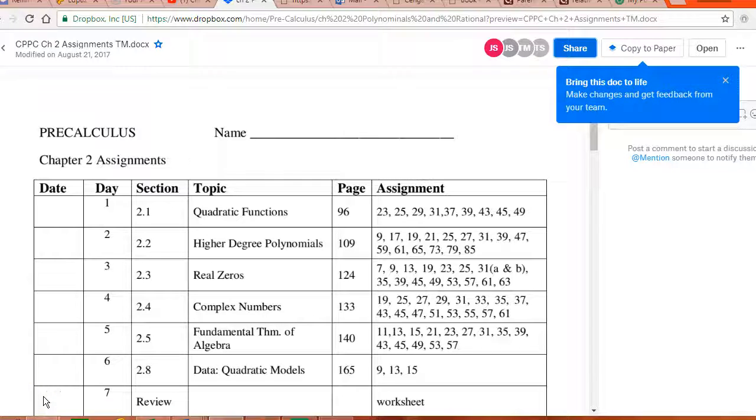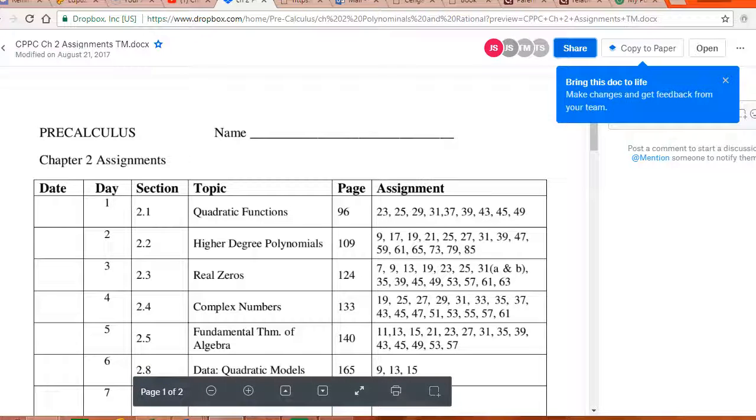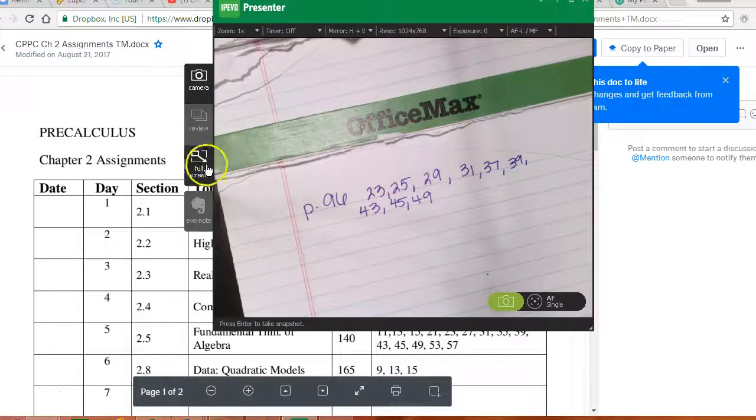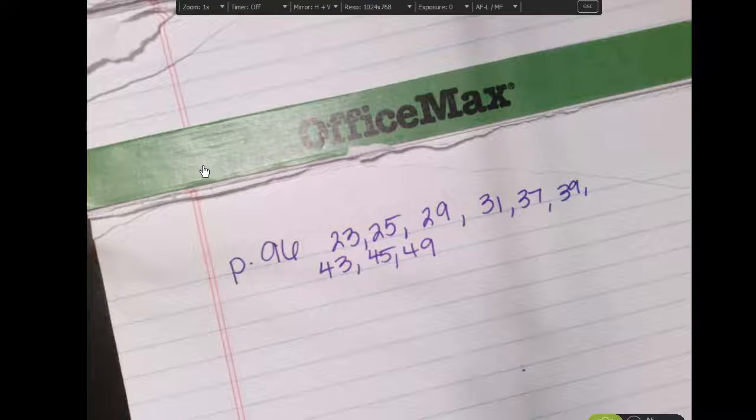Okay, so this video is going to be for our first assignment from section 2.1 quadratic functions on page 96. So I've got my page and my problem numbers written out, so let's get started.